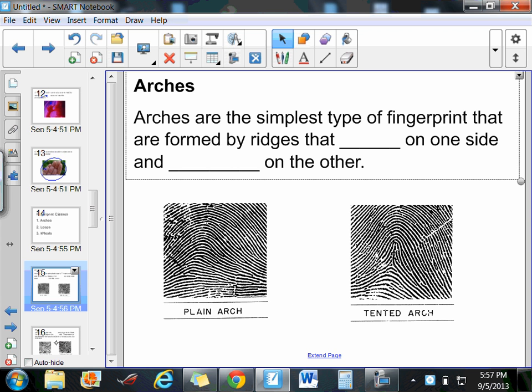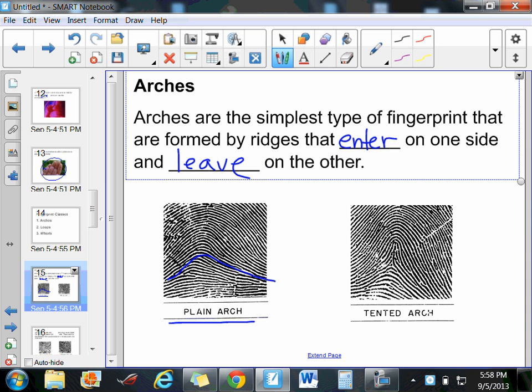Right, the first type, the arches, are the simplest type of fingerprint. They are the least common in the population. Now, these are fingerprints that enter on one side and leave on the other. So if we take a look at this plain arch here, we have ridges that are coming in on one side and going out on the other. So they form like a little mountain.